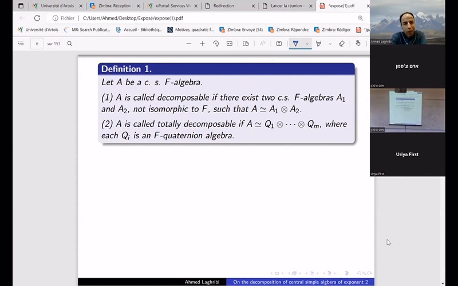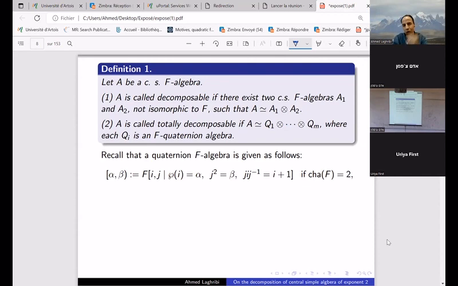And talking of quaternion algebras, the definition was given in the last talk by Ahmed, but I will repeat something on this point. So a quaternion F-algebra is given as follows. If we are in characteristic 2, the algebra I denote by a symbol [alpha, beta). This is the algebra generated by two elements i and j, such that ℘(i) is alpha, j squared is beta, and ji = (i + 1)j.